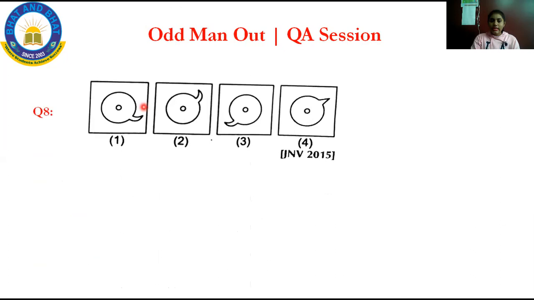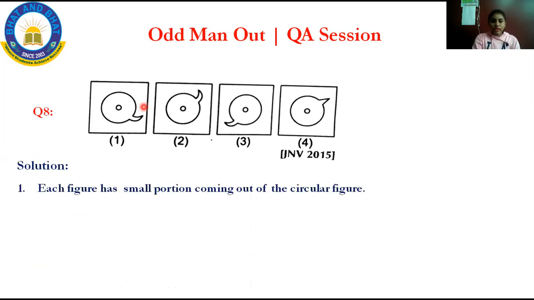See, question number 8. Let me solve this. This is different, like a WhatsApp symbol or something like that. Okay, let me explain this. See, the solution: all figures have a small portion coming out of the circular figure. To take this ball out, there is a small space, a small round opening coming out.